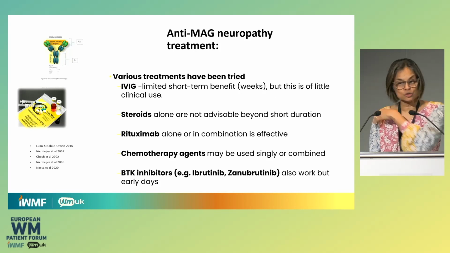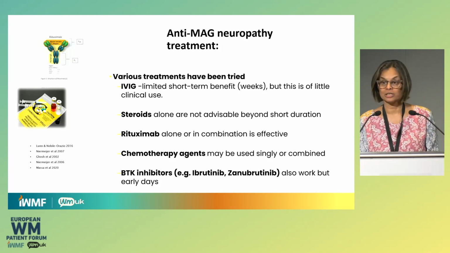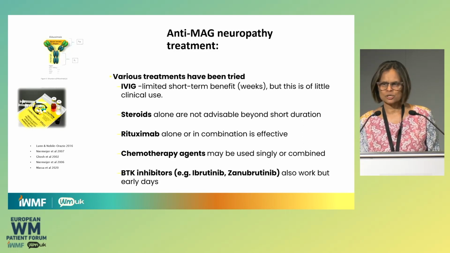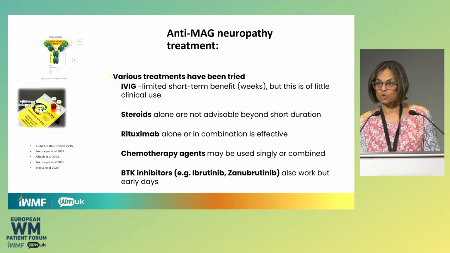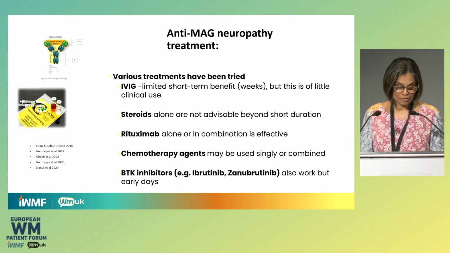Many treatments have been tried, and there are other inflammatory neuropathies for which something called intravenous immunoglobulin is often used and can be beneficial. But it really has no place in anti-MAG neuropathy, so it's important to get the diagnosis right. Steroids can be used, prednisolone, etc., but beyond short-term containment of the situation, it's not something people should stay on forever.